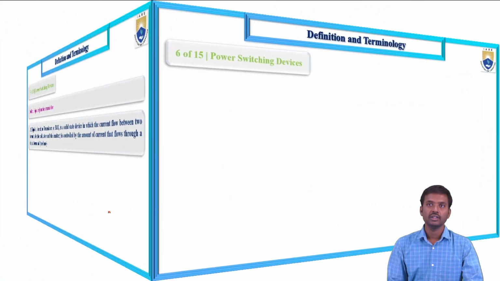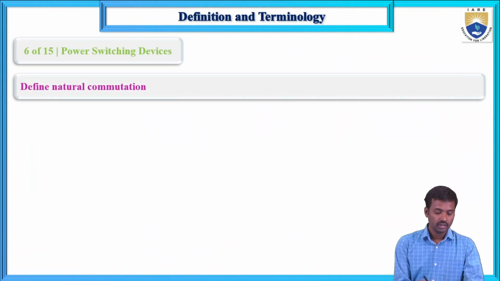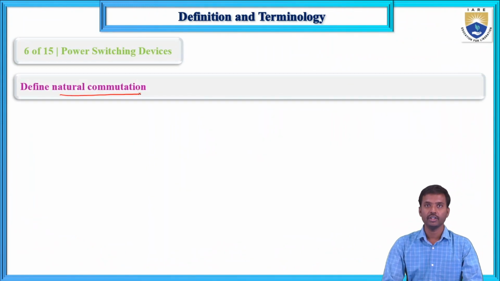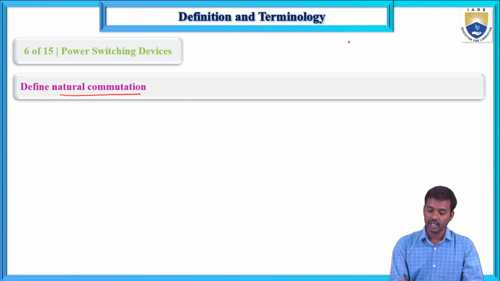Next, define natural commutation. Before explaining natural commutation: commutation is the turn off process of a thyristor, that means SCR. SCR is a semi-controlled device. This is the SCR symbol. We can turn it on by giving a gate signal, gate current IG, when VAK is greater than 0 and IG is greater than 0.